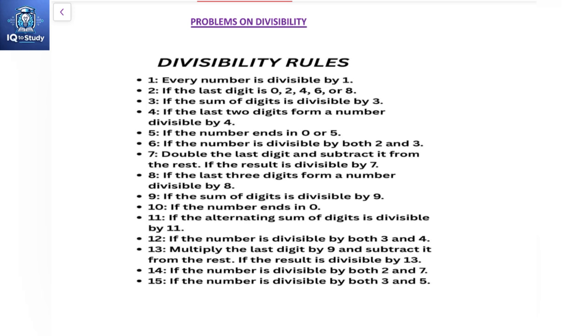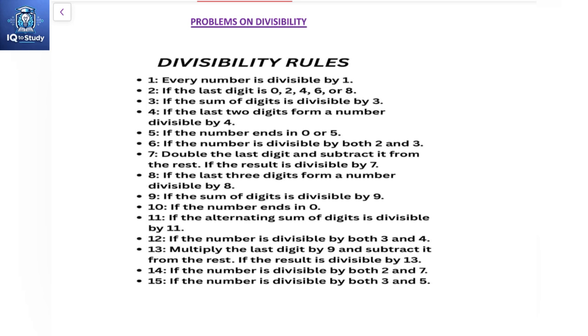For 7, double the last digit and subtract it from the rest; if the result is divisible by 7. For 8, if the last 3 digits form a number divisible by 8. For 9, if the sum of digits is divisible by 9. For 10, if the number ends in 0. For 11, if the alternating sum of digits is divisible by 11.